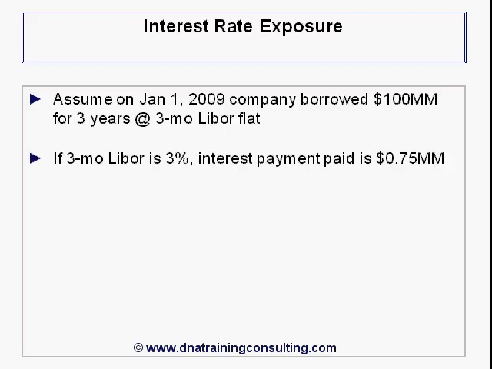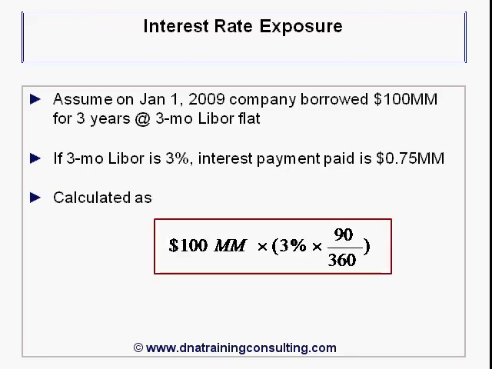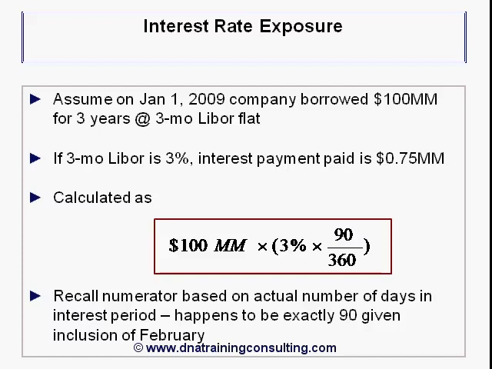If 3-month LIBOR spot is 3%, the company will pay interest equal to $0.75 million on April 1, 2009, calculated simply as 100 million times 3% times 90 over 360. Recall that the numerator in the preceding fraction is based on the actual number of days in the interest period, which happens to be exactly 90, given the inclusion of February.